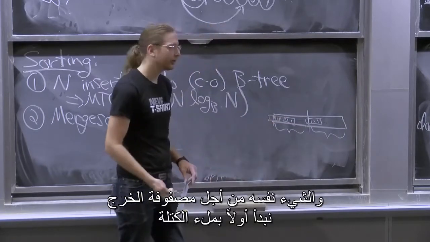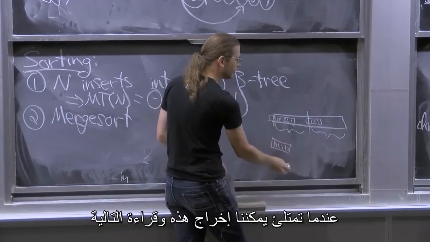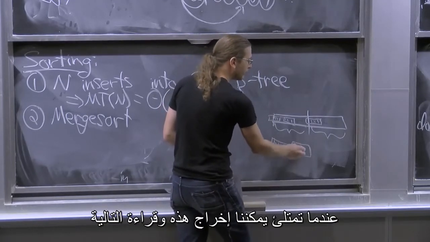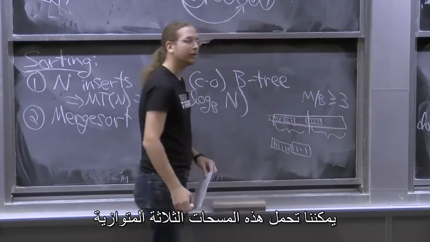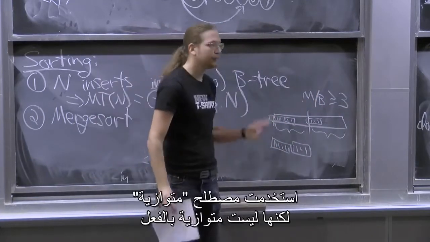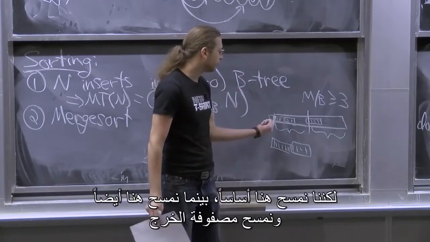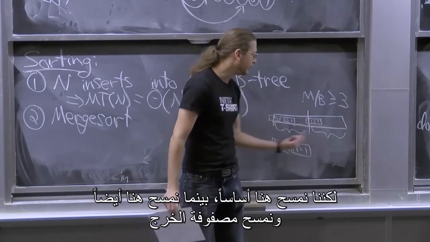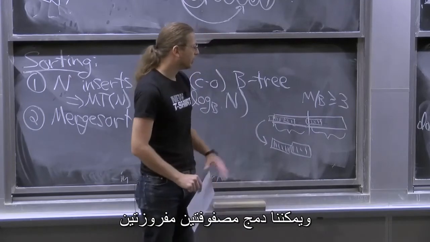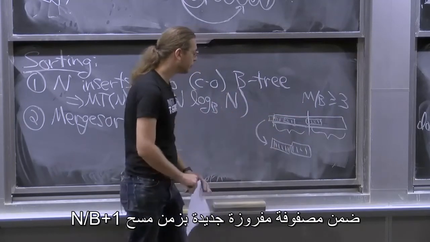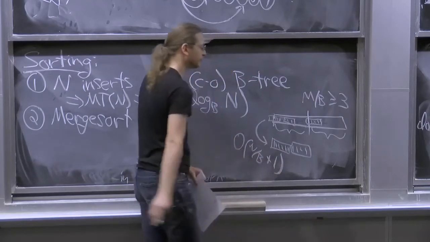Similarly for the output array, we first start filling a block. Once it's filled, we can kick that one out and read the next one. As long as M over B is at least 3, we can afford this 3 parallel scan. It's parallel, it's not really parallel. It's more like interleaved scans. But we're basically scanning in here while we're also scanning in here and scanning in the output array. And we can merge 2 sorted arrays into a new sorted array in scan time, N over B plus 1.